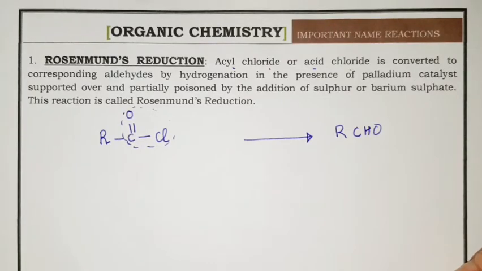Hi students, in this video we are going to discuss some important name reactions from the chapter Aldehydes, Ketones and Carboxylic Acids. So first we'll start with Rosenmund reduction.